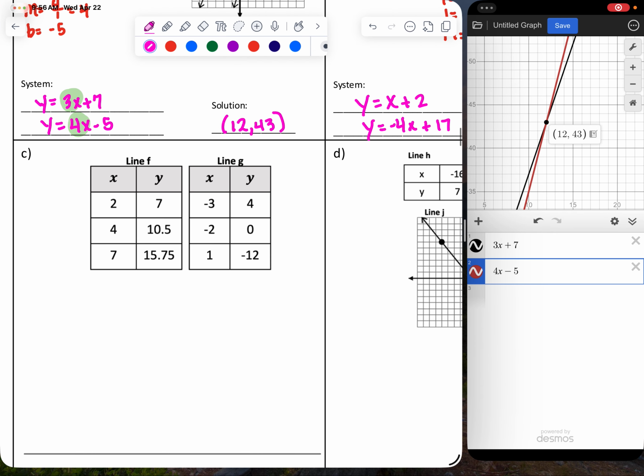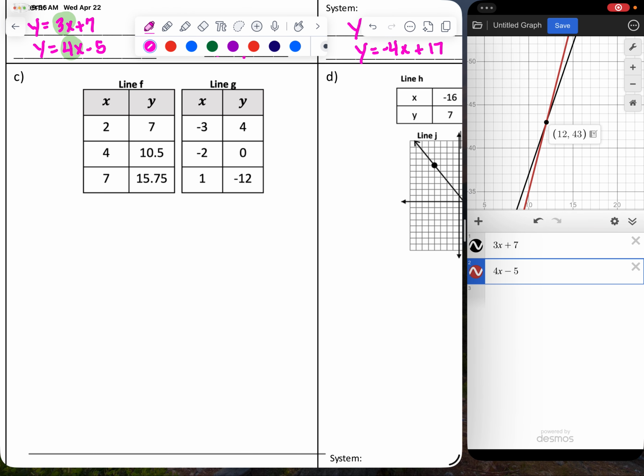All right, example C. Now, in example C, this time they're not giving us the graph. They're only giving us a table of some points on each line. So line F passes through the points 2, 7; 4, comma 10.5; and 7, comma 15.75. So I don't know the slope or the y-intercept. So let's start here. Let's do line F. We need to find the m and the b.